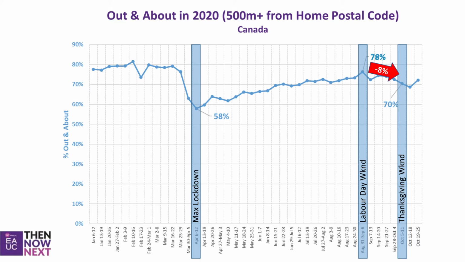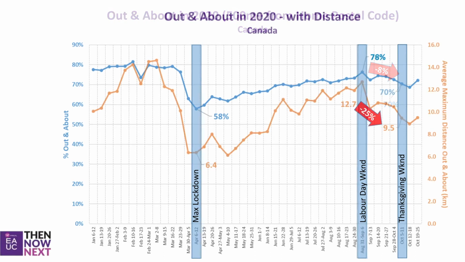Now, when I saw those numbers, my reaction was that this is a pretty modest change in behavior given the concerning infection numbers that we've been seeing over the past couple of months. That's when I realized that looking at some other metrics might tell more of a story. So let's add a distance measure, the maximum distance traveled for people who have moved out and about from their home postal codes. And then you see more movement in these numbers.